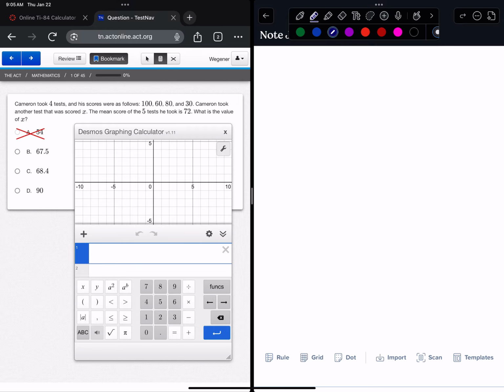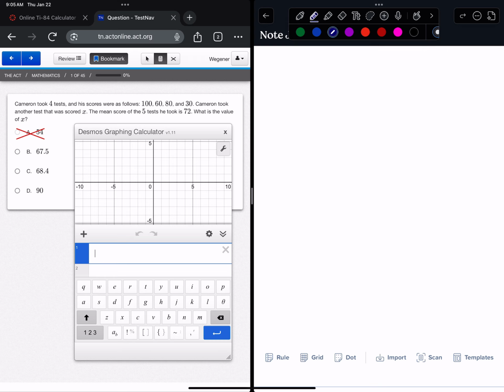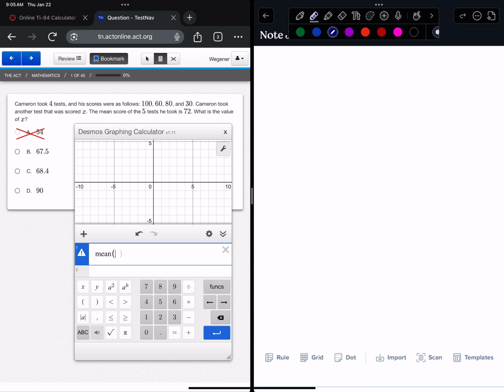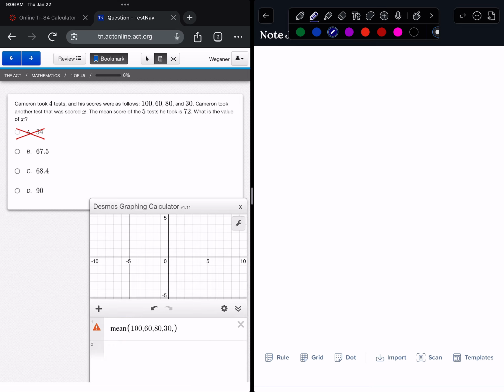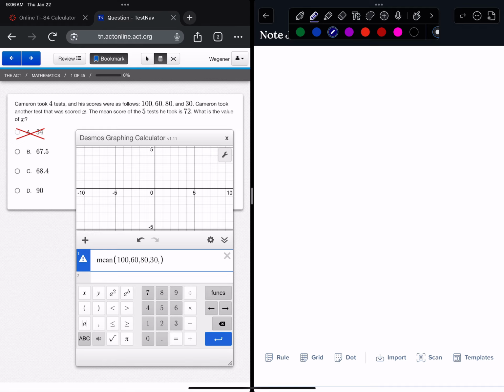On the calculator, go ahead and input mean, because that is what we're looking for. Then put in parentheses the numbers they gave us: 100, comma, 60, comma, 80, comma, and 30. We don't know what x is, but fortunately the answers are right there. It's A, B, C, or D. So I can go ahead and put 54.